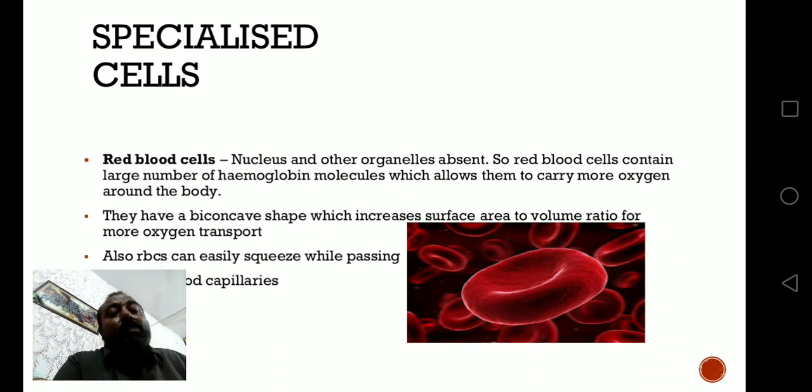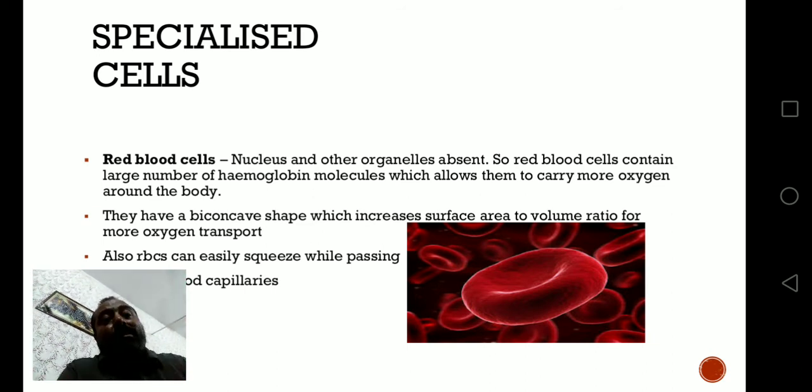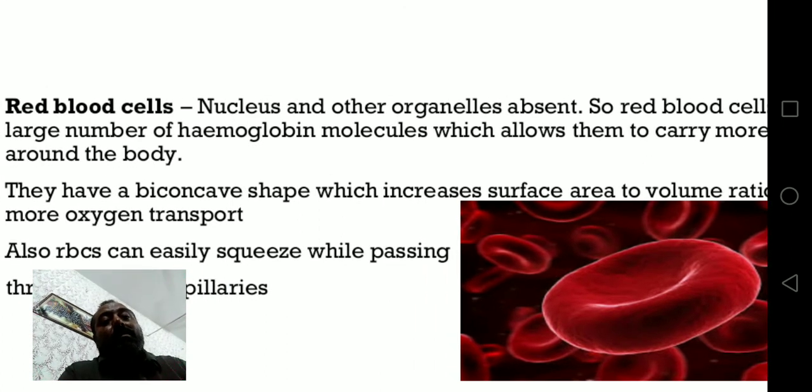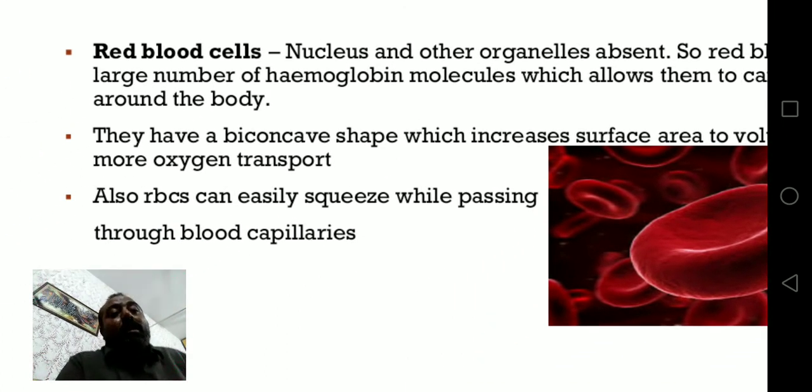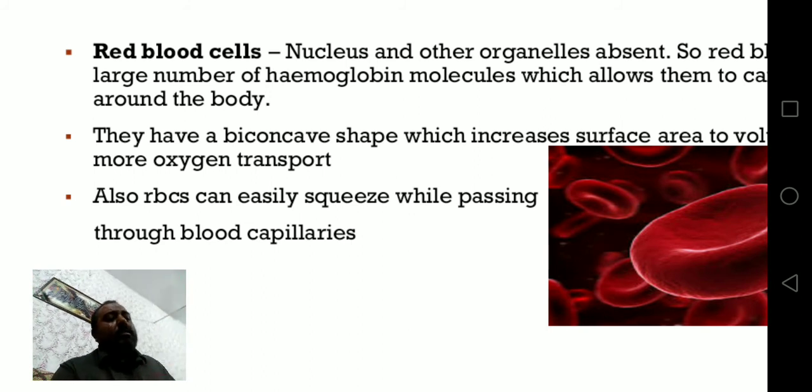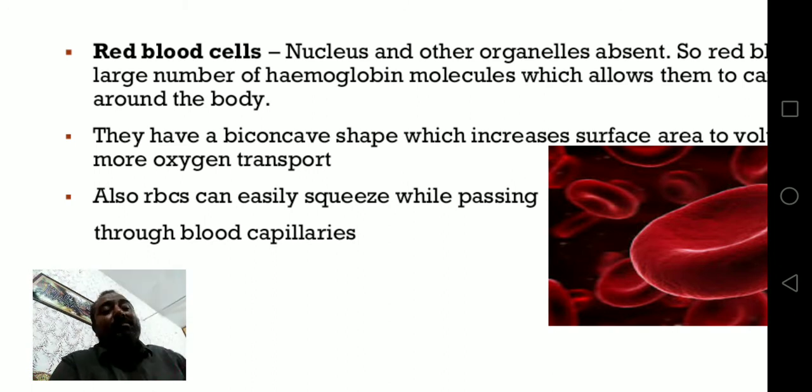And there is another advantage of having biconcave shape. You can see here, this is written in the last point. But before this point, I have to share with you some important information. You know that we have three types of blood vessels in our body: arteries, capillaries, and veins. And all kinds of exchange of materials between blood and body cells takes place through capillaries. The diameter of a capillary and the diameter of an RBC is almost the same.